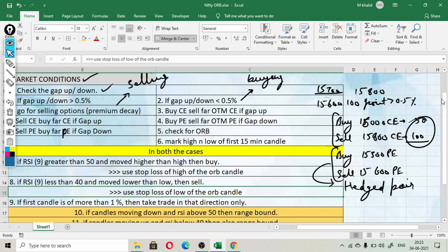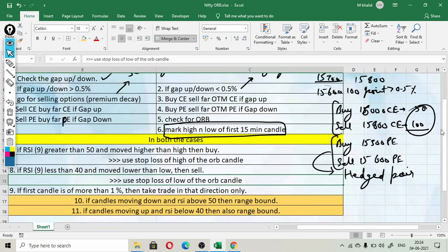Another thing is that if the gap up or gap down is less than 0.5%, then you will move to the next condition. You will mark the high and low of the first 15-minute candle. Then you will check whether the high has been broken out or the low has been broken out.